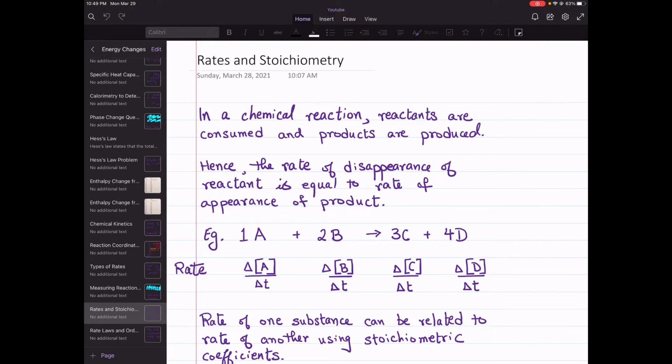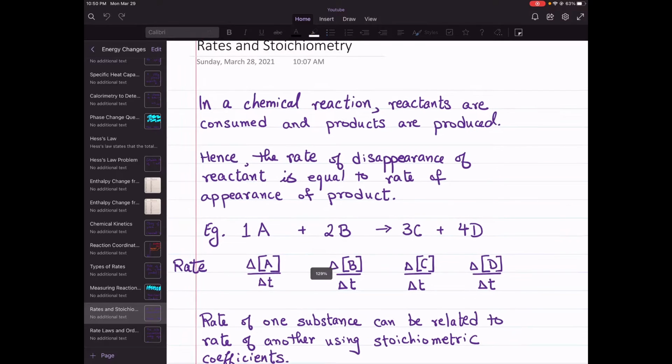Hi folks, today I have a lesson for you on rates and stoichiometry. Over here we are going to relate rates and stoichiometry together. In a chemical reaction, reactants are consumed and products are produced. Hence, the rate of disappearance of reactants is equal to the rate of appearance of products, because the reactants are being consumed and the products are being produced at the same rate.